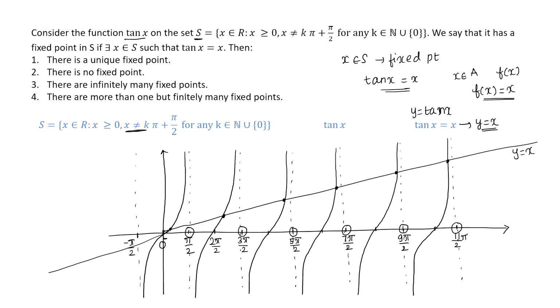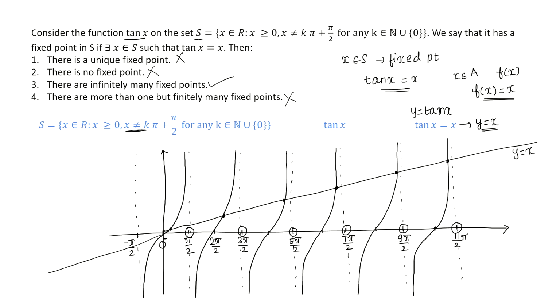So let us see which option is correct. There is a unique fixed point. Option number 1 is wrong. Second is absolutely wrong. Third says there are infinitely many fixed points, correct. And fourth says there are more than one but finitely many fixed points. So this is also wrong, because as we move towards the right, we can see that we will be finding an infinite number of fixed points. So option 3 is correct.